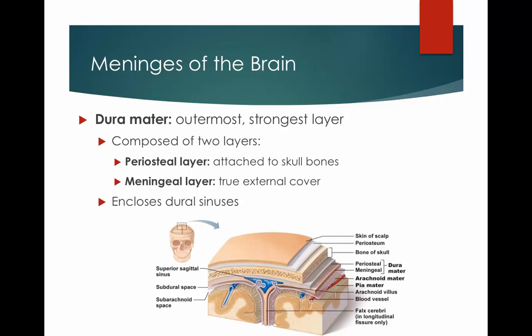Meninges include 3 layers: the dura mater, the arachnoid mater, and the pia mater. The dura mater is the outermost, strongest layer. Its name literally means tough mother, and it is a 2-layered structure.